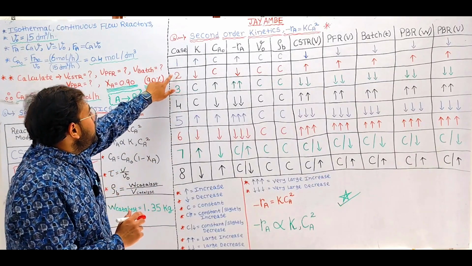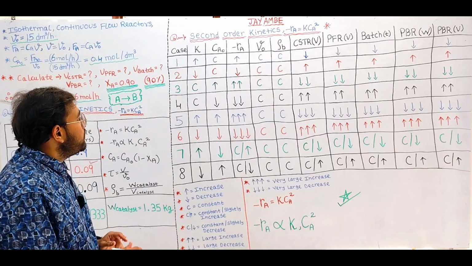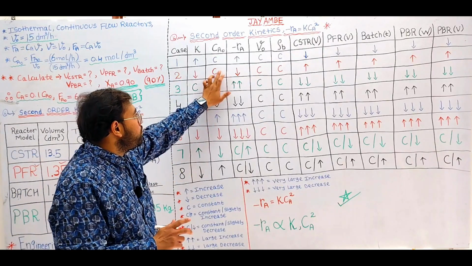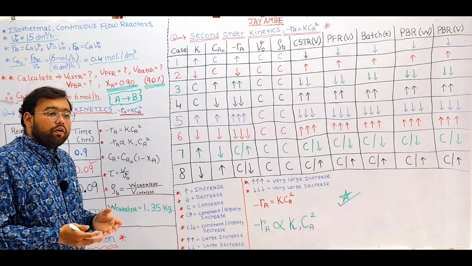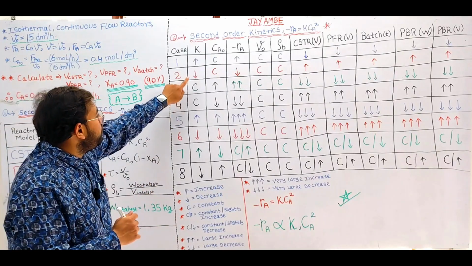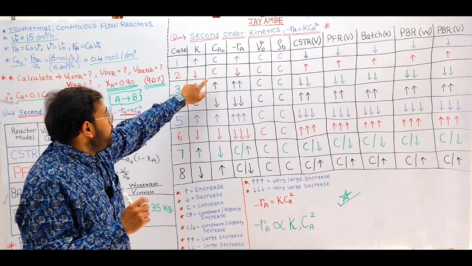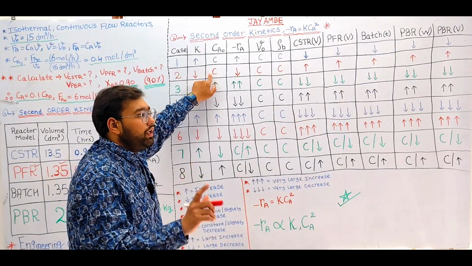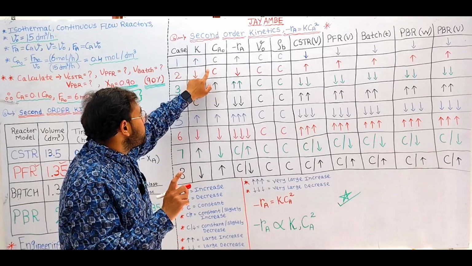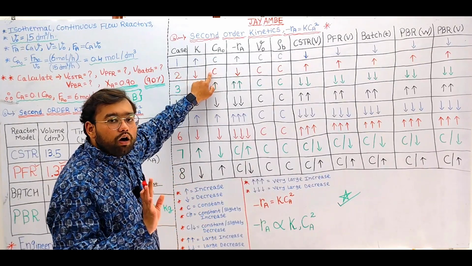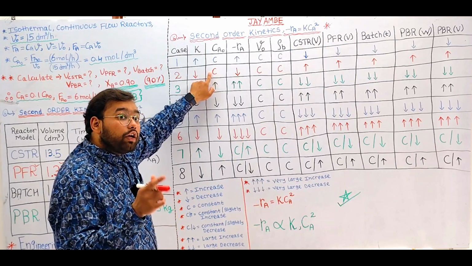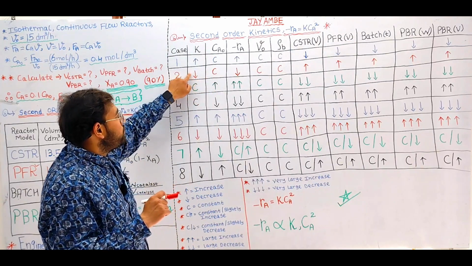Now we'll understand the second case, right? In the second case, again I'm keeping the concentration constant, okay? Now let's say, what if the rate constant is decreased, right? Again, we are keeping the initial concentration CA0 constant. Now what if we decrease the rate constant, right?